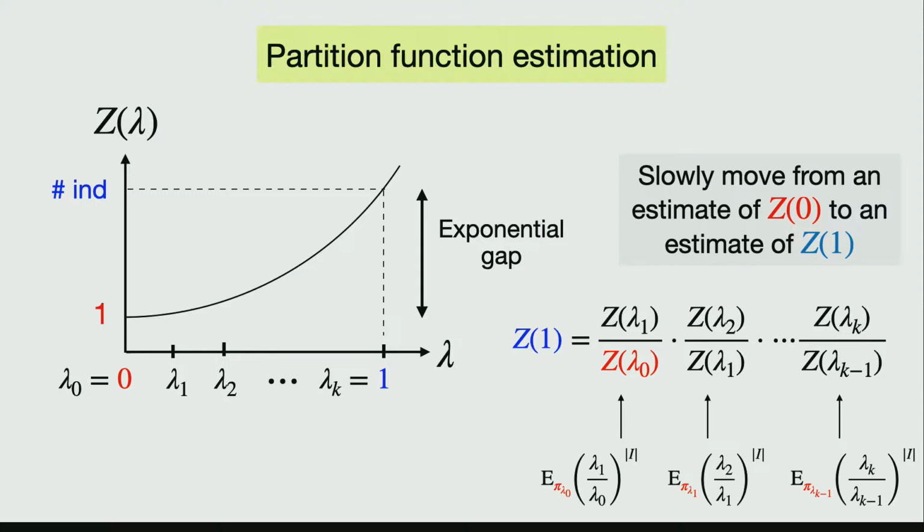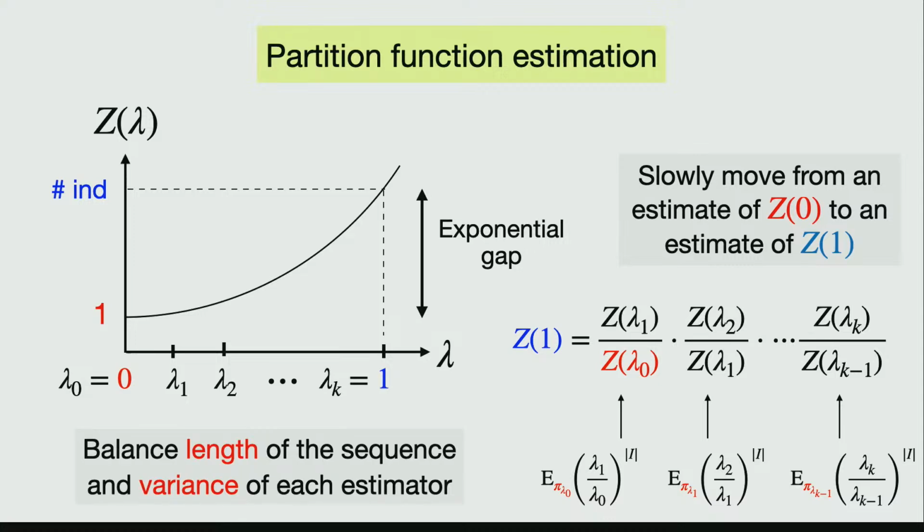Okay, and each of those ratios, you can estimate independently by using those random variables. Of course, there will be a trade-off between two different things. The first one is the schedule, meaning the number of intermediate values. If it is extremely important, then you may hope the partition function changes very slowly, meaning you will need very few samples to evaluate each ratio. So in some sense, you want to balance the length of the sequence with the variance of the estimators to make the estimation as efficient as possible.